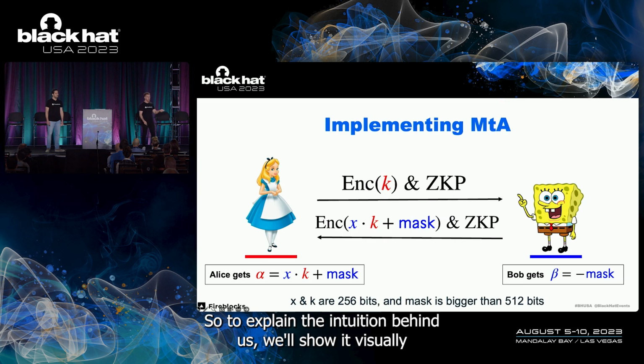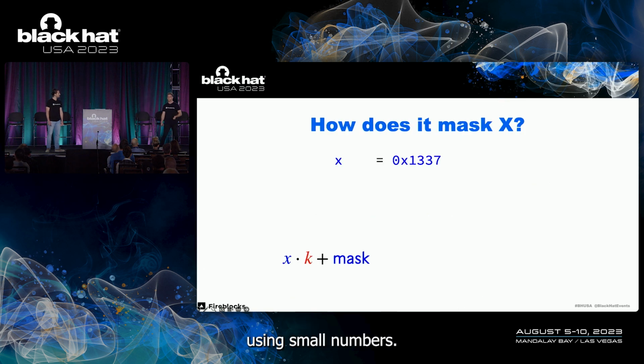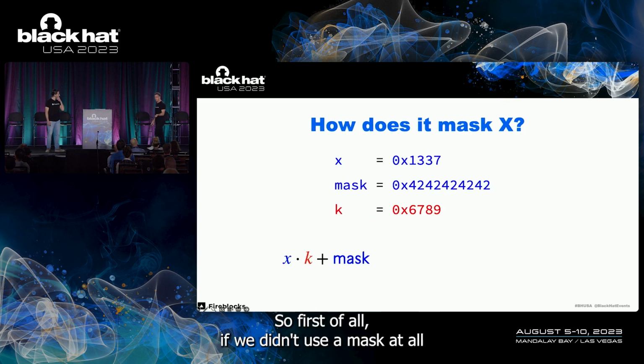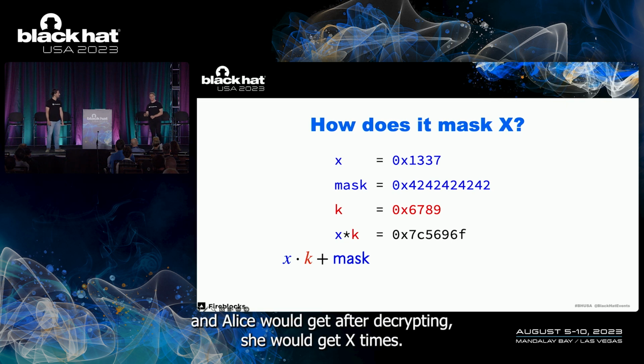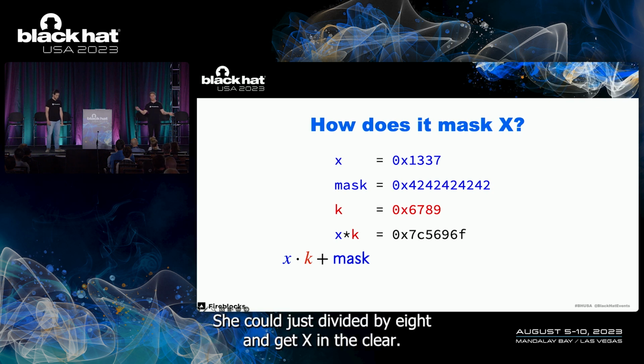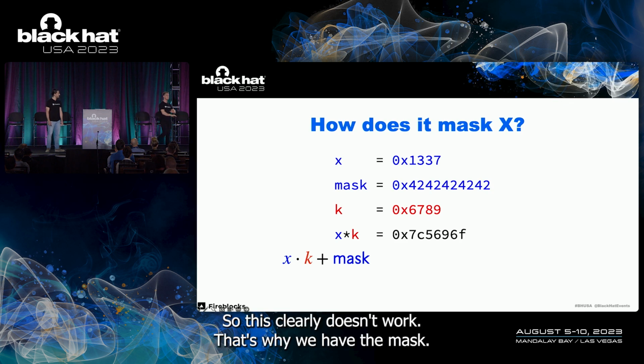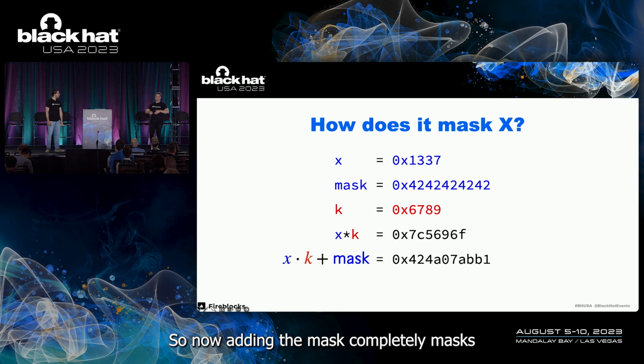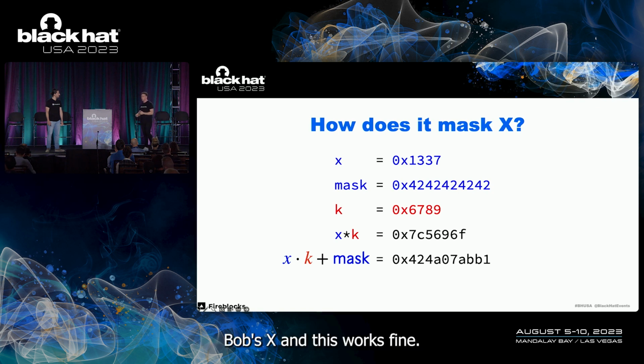To explain the intuition behind this, we'll show it visually using small numbers. First of all, if we didn't use a mask at all, Alice would get, after decrypting, x times k. She knows k, right? She chose it. She could just divide it by k and get x in the clear. So this clearly doesn't work. That's why we have the mask. Now adding the mask completely masks Bob's x, and this works fine.